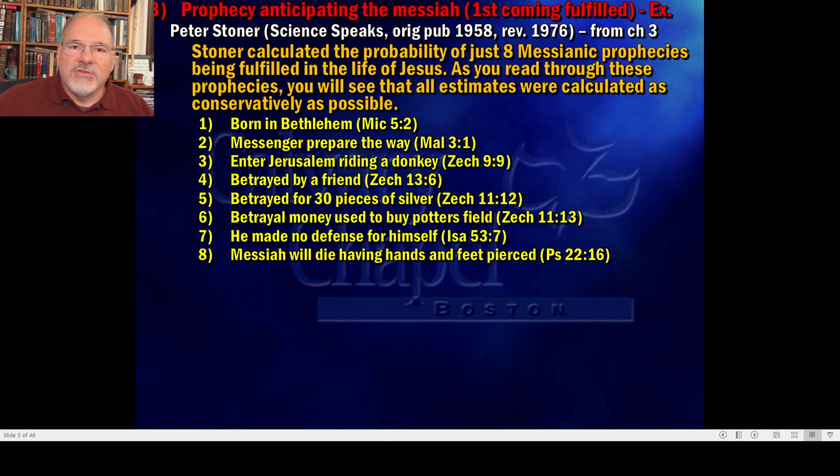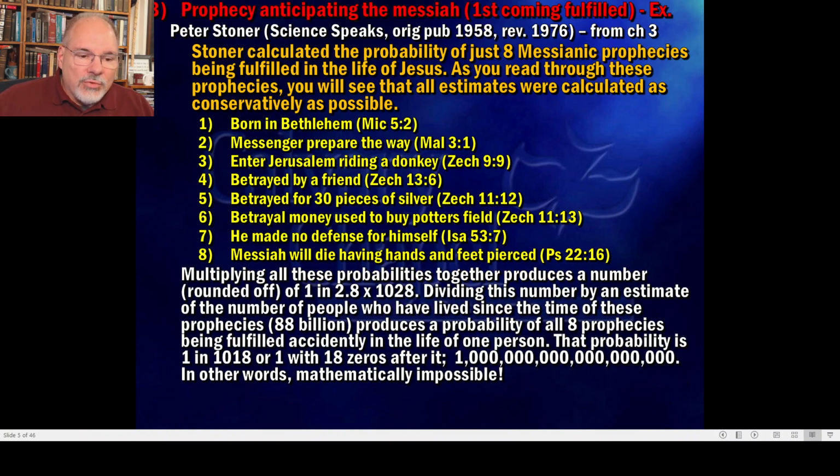So these 8 prophecies he used, in other words, the chance factor that these mathematically could have occurred in one person. Well, first of all, they have to occur in the life of the Messiah. And did they occur in anybody? Okay. So you multiply all the probabilities together, and it produces a number rounded off of 1 in 2.8 times 10 to the 28.